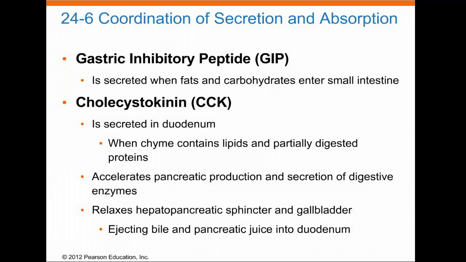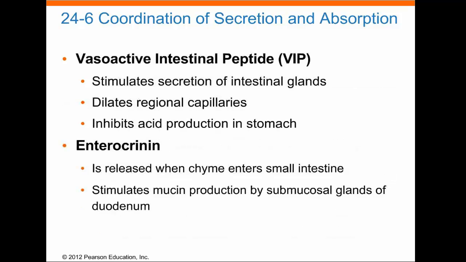It also relaxes the hepatopancreatic sphincter. So the hepato, that means liver, and pancreas sphincter. So there's a sphincter between the gallbladder and the duodenum, which allows for the ejection of bile and pancreatic juices into the duodenum.